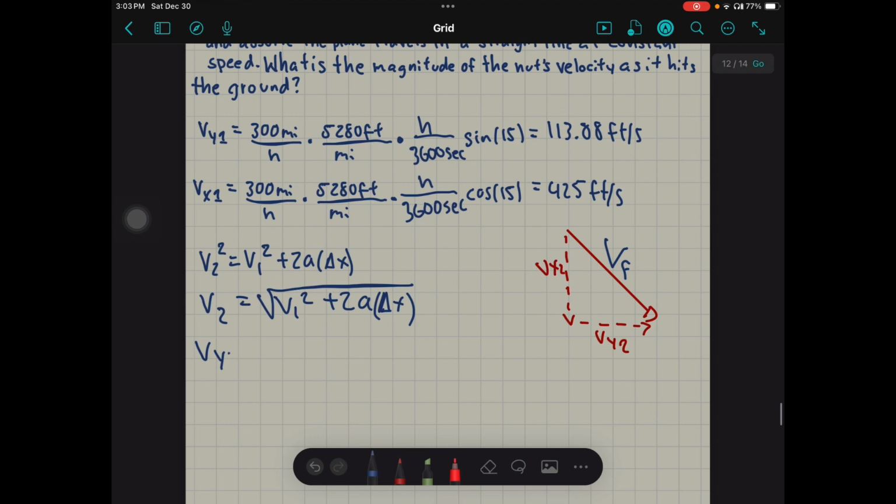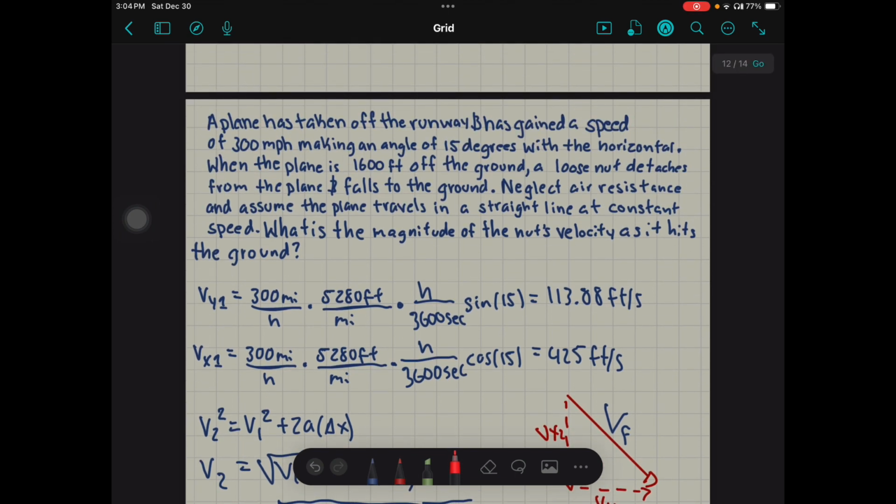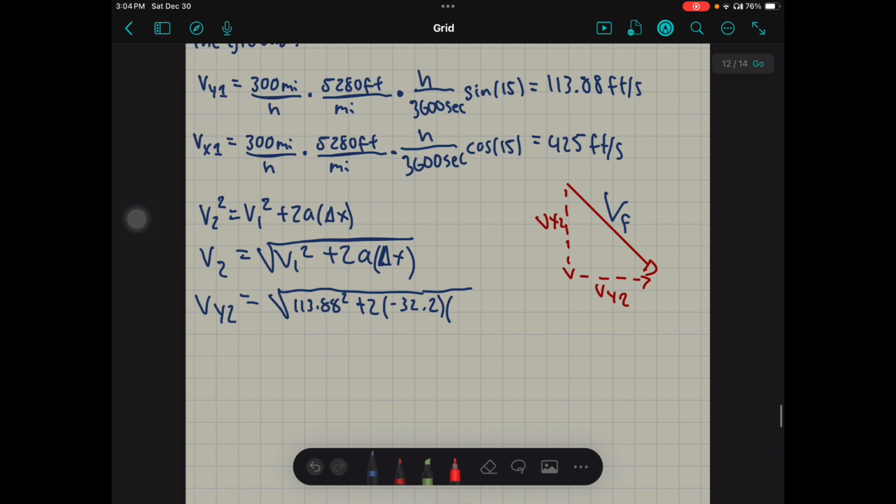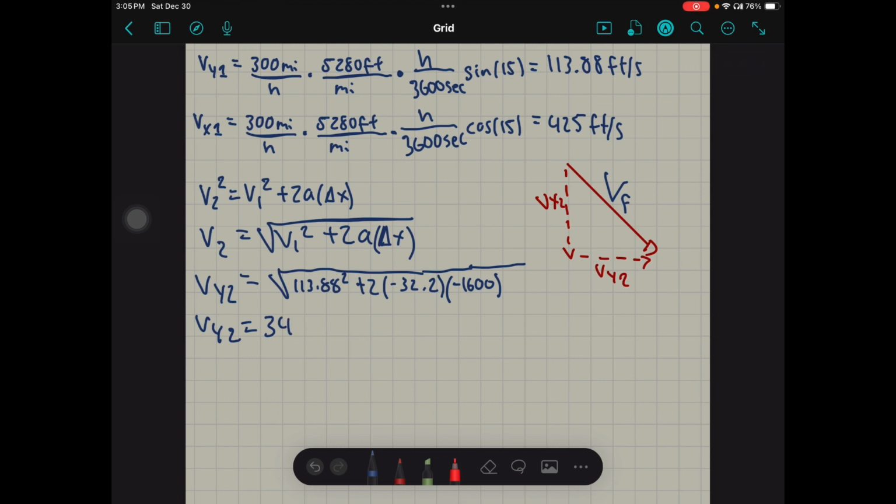So we have vy2 equals the square root of our initial y, which is 113.88, so 113.88 squared, plus 2 times gravity, which is negative 32.2, multiplied by our delta x, which is our initial height. That's 1,600 feet off the ground, and since we're going down from 1,600 feet, that's a negative value, so negative 1,600. When we plug that into a calculator, we get vy2 equals 340.6 feet per second.